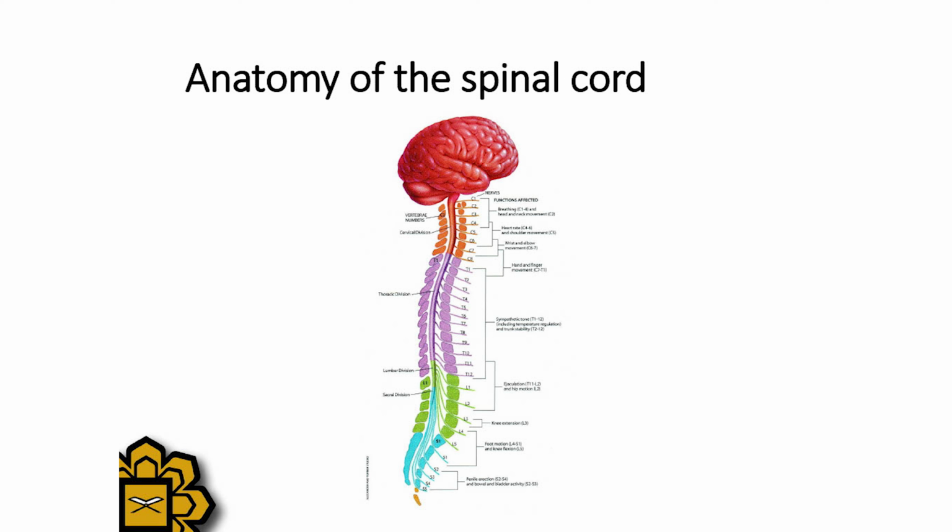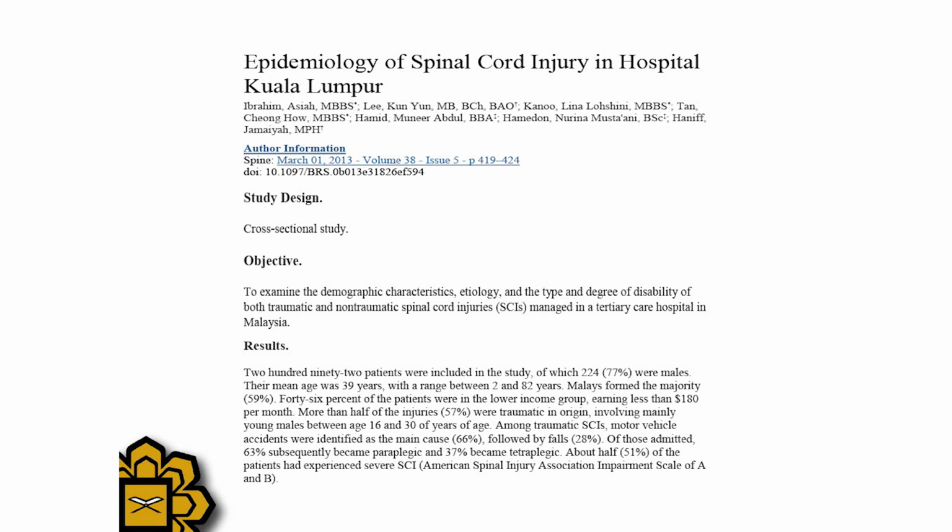So let's talk about spinal cord injury today. If you look at the spinal cord injury epidemiology, this is data from Hospital Kuala Lumpur, from a journal published in 2013. From 292 patients, the demographic data show that the main cause of spinal cord injury in our country is motor vehicle accident, followed by fall. Most of them are male patients compared to female patients, and some present with quadriplegia, and some present with paraplegia.